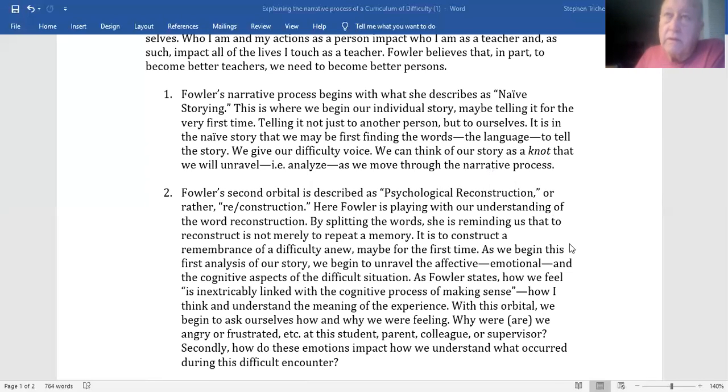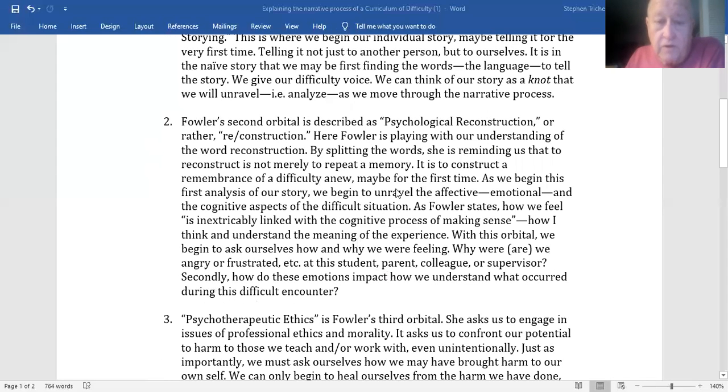So you're being asked, in a sense, to step away from that story and no longer be the person affected, but to be the researcher analyzing the story. And that takes a bit of self-distancing through that process. Okay. So the second orbital is psychological reconstruction, or rather, as Fowler writes, re/construction. Here, Fowler is playing with our understanding of the word reconstruction. By splitting the word, she's reminding us that to reconstruct is not merely to repeat a memory.